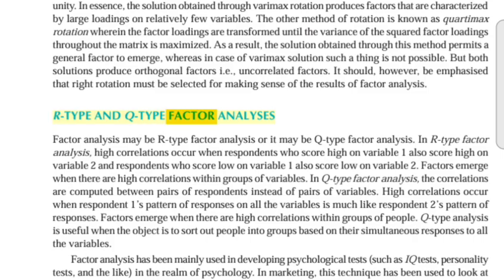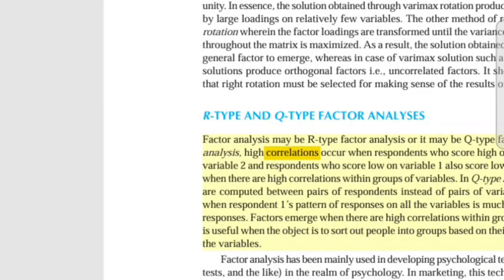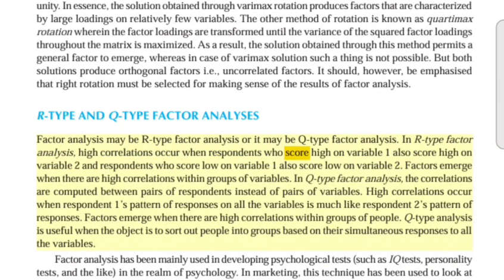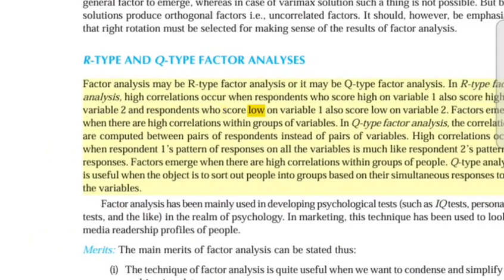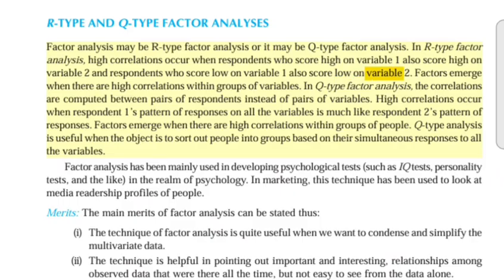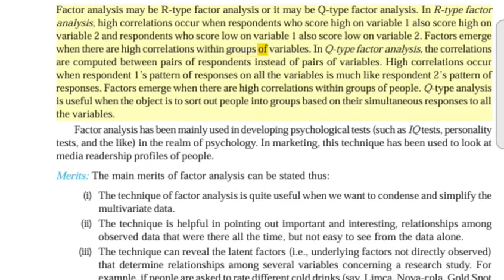R-type and Q-type factor analysis. Factor analysis may be R-type factor analysis or it may be Q-type factor analysis. In R-type factor analysis, high correlations occur when respondents who score high on variable 1 also score high on variable 2 and respondents who score low on variable 1 also score low on variable 2. Factors emerge when there are high correlations within groups of variables.